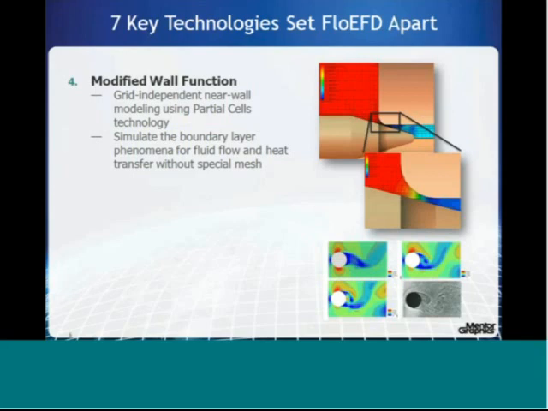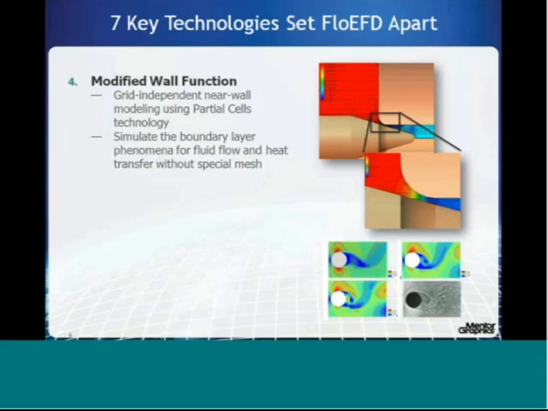Now, the fourth key technology works hand-in-hand with our meshing technology. FloEFD features a grid-independent near-wall modeling using what we call partial cells technology. Now, this technology enables you to simulate the boundary layer phenomena for fluid flow and heat transfer effects without needing a very fine mesh close to the solid surfaces. This technology results in much shorter solve times than typical CFD software.